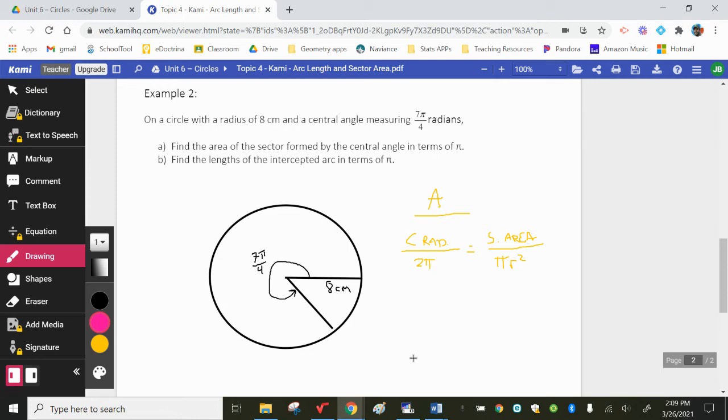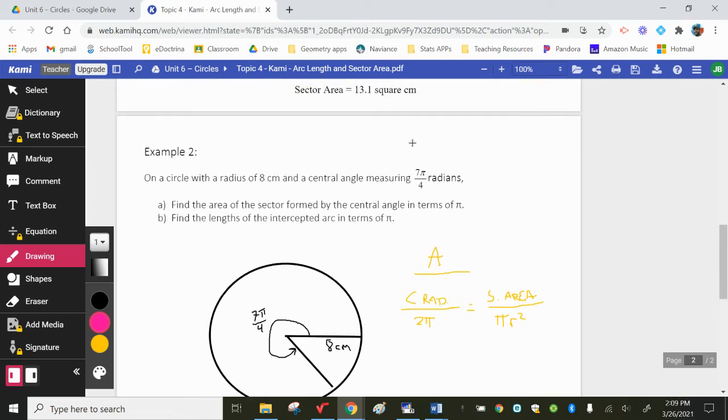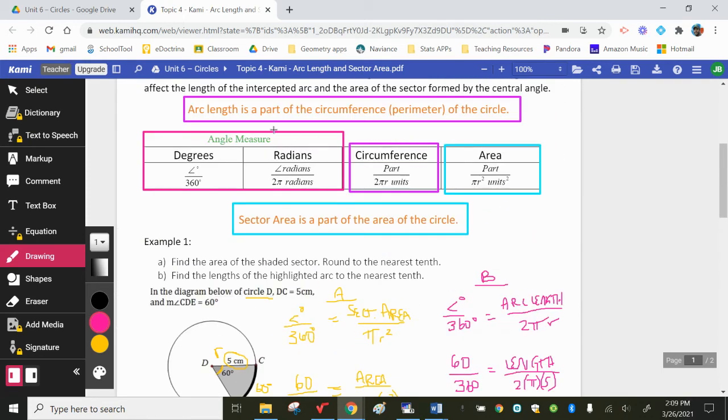Okay, so I am trying to determine area, and when I'm looking for area, I'm going to compare the angle measure, whether it's in degrees or radians. This time we're talking radians, and compare that with the area. And the area doesn't depend on the way that we're measuring the angle. It's just this is how we find area. Area is part out of pi r squared.